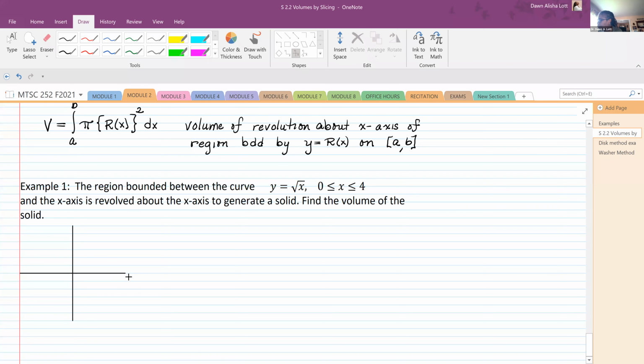I'll also give you a minute to go ahead and copy the problem down, because I know that I copied the problems early.